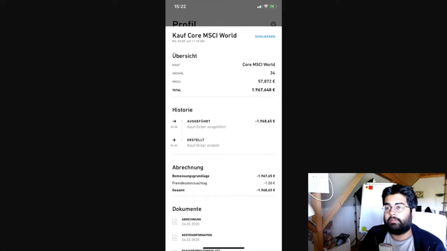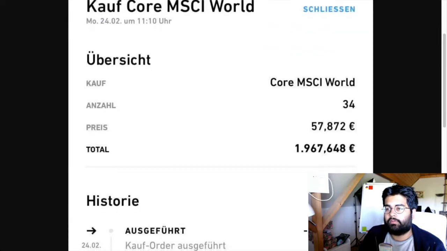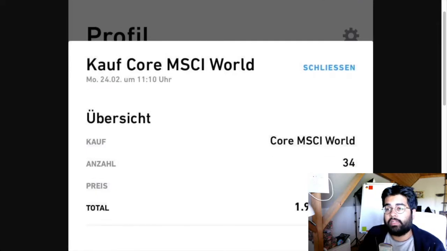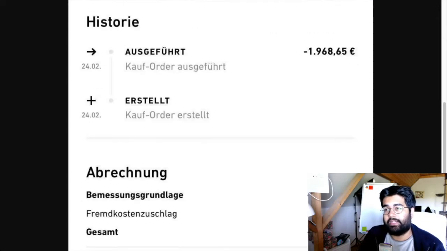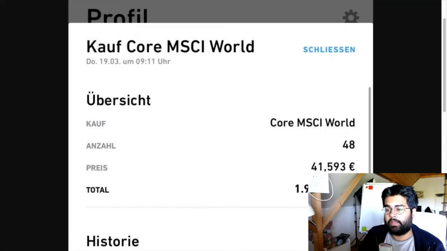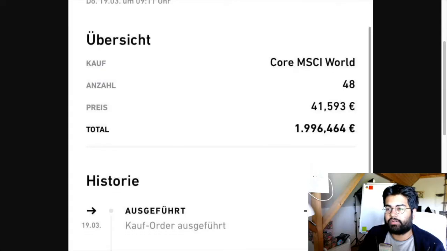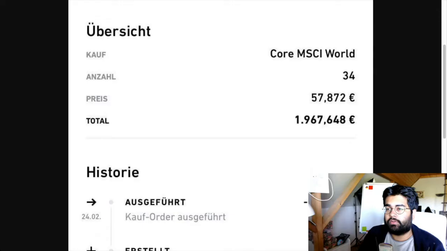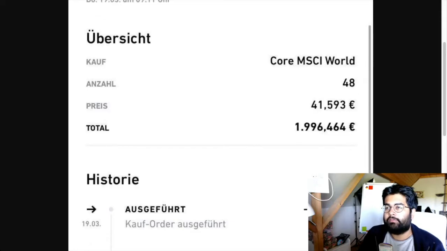When the stock market was doing completely fine, the price was still around 57.87 per stock of MSCI World, and I was only able to buy 34 stocks of that, which is not so nice because it's less. But if you take a look at this, when the entire corona crash came, for the same amount of money, almost €2,000, I was able to buy 48, whereas here for almost €2,000 I was only able to buy 34. So almost 14 stocks which I got for free, and all of these stocks that I bought cheap are of course going to give you some nice returns afterwards.